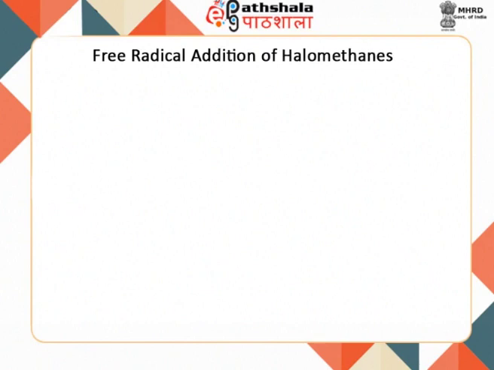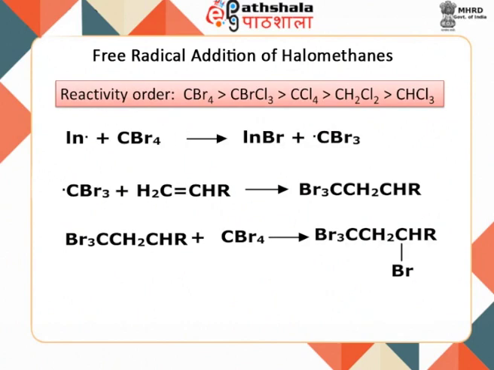Various polyhalomethanes such as CCl4, CBr4, CHBr3, etc. have been found to add to alkenes via a free radical mechanism. The reactivity order of halomethanes is CBr4 is greater than CBrCl3 is greater than CCl4 is greater than CH2Cl2 is greater than CHCl3. Addition of CBr4 to an alkene via use of an initiator is shown as an example here.